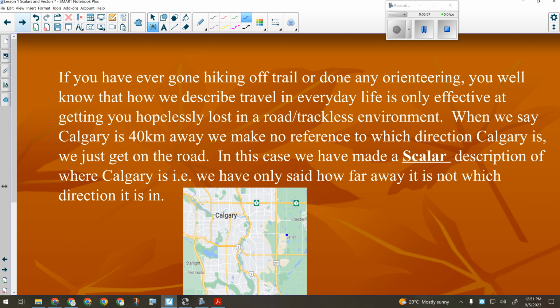How many choices do I have for what direction to go? 360. What are my chances of getting to the right place? 1 in 360. That's pretty slim. Okay, and I don't want those kind of odds. So in certain cases, telling someone something's 40 kilometers away is perfectly adequate. In other cases, it's worse than useless, and probably get them horribly lost. So we have to be mindful of that.